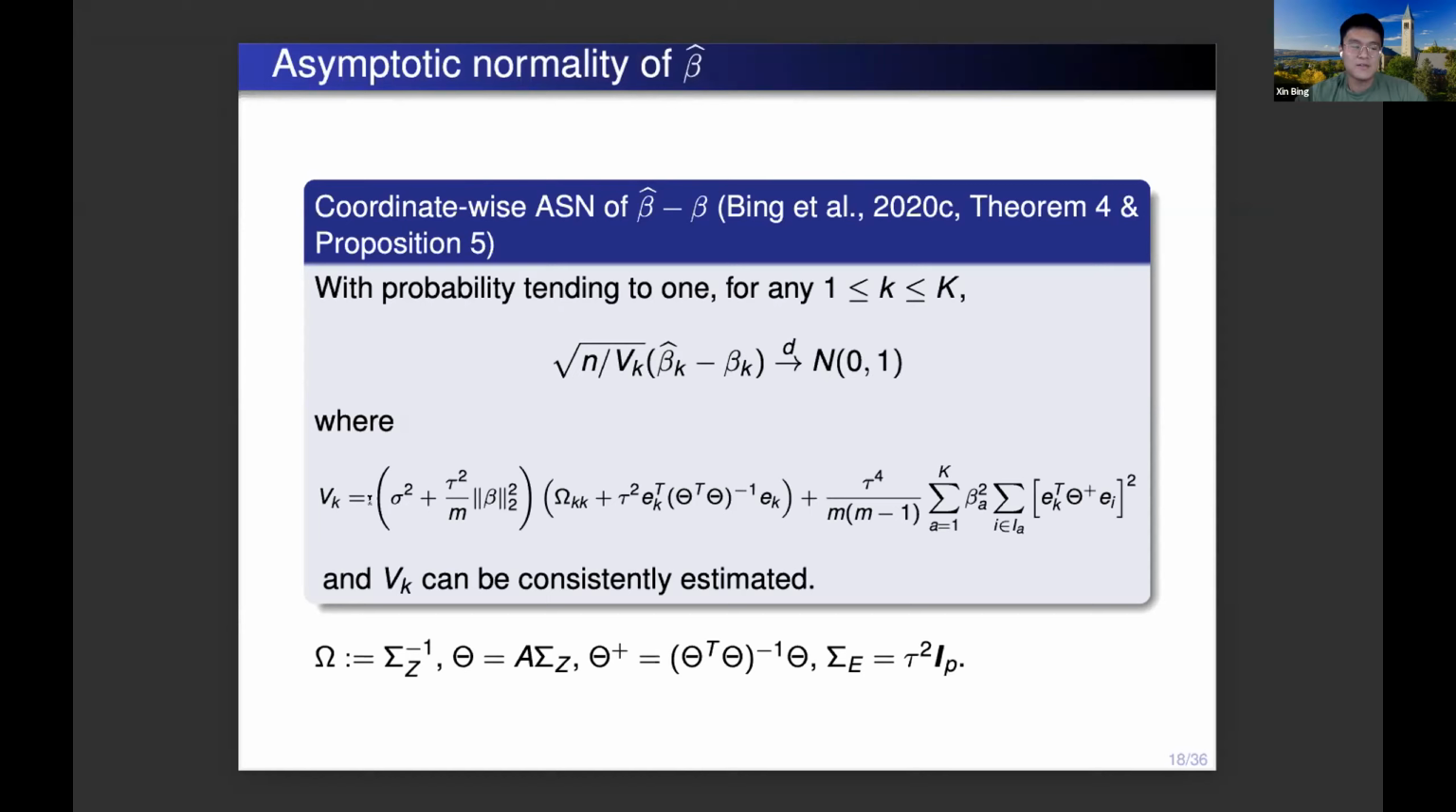So here I want to emphasize that the asymptotic variance, we can derive its exact expression, even though it's quite complicated. And also this asymptotic variance can be consistently estimated just by some simple plug-in estimator. So combining these two facts, Slutsky's theorem tells us that we have a valid inferential tool for constructing confidence intervals for each coordinate of beta, or to conduct hypothesis testing.